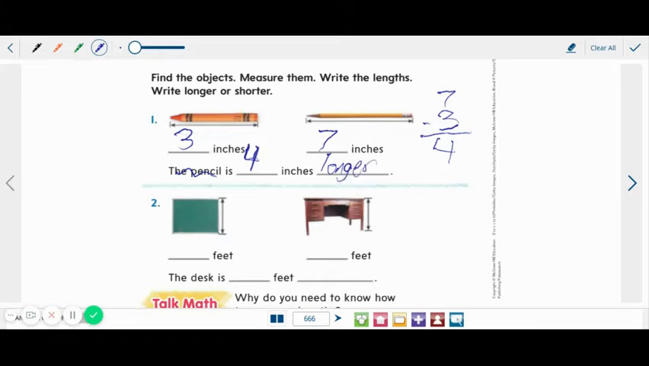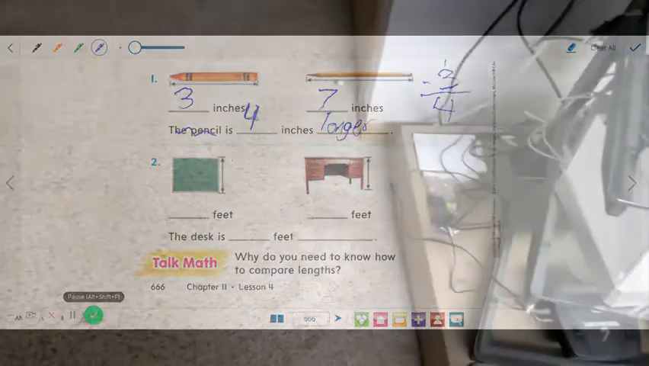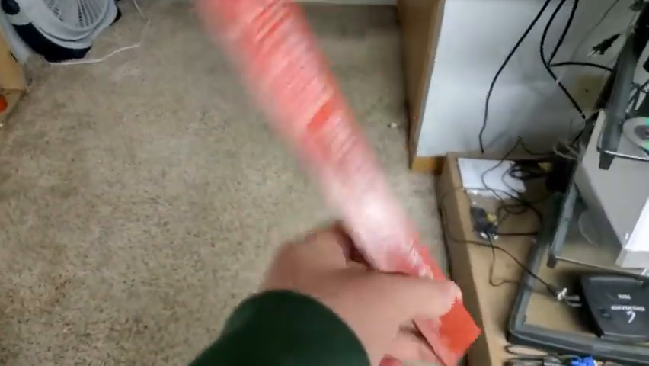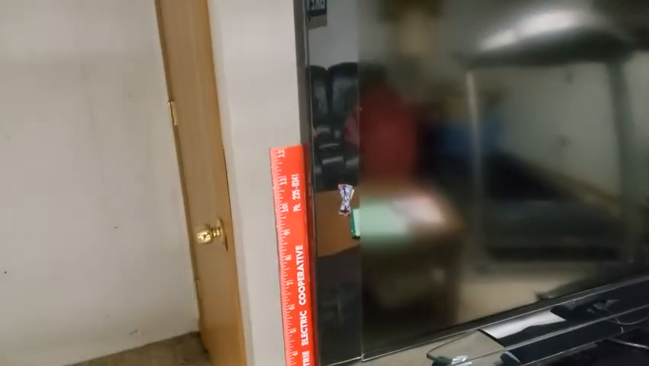Number 2. We have 2 images here. It looks like a chalkboard, and then we have a desk. Here at home, I do not have a chalkboard, but the closest thing I can think of would probably be a TV. So I have my ruler here again, and we're going to be measuring the TV since I don't have a chalkboard. We're going to put the ruler up to the TV, and as you can see, it doesn't quite reach the top, so we're going to have to use another ruler. Move our ruler up.